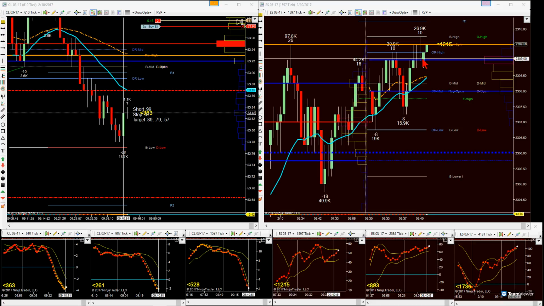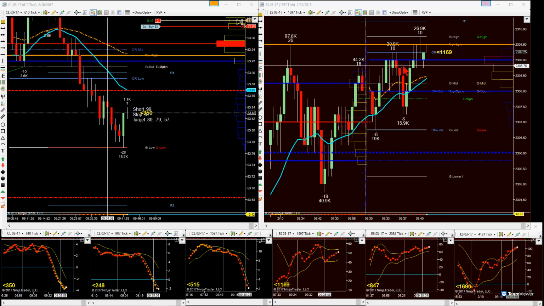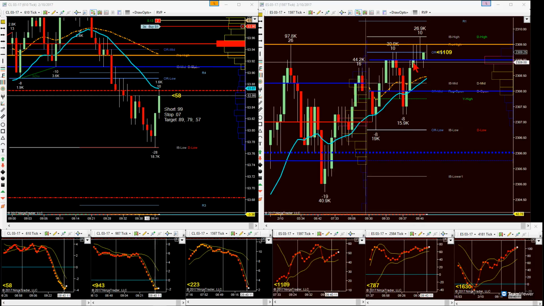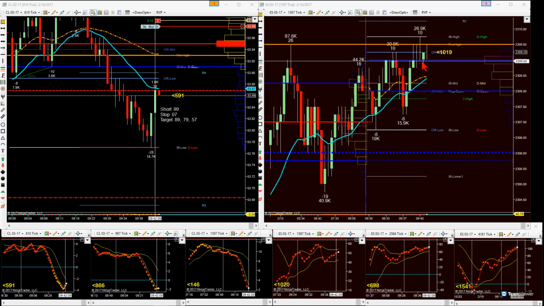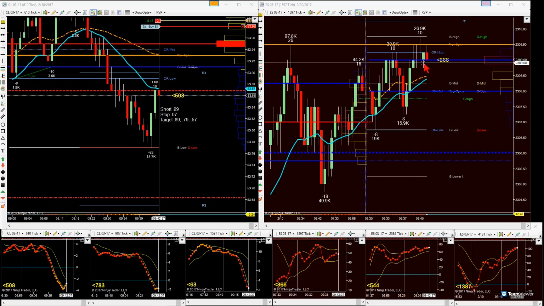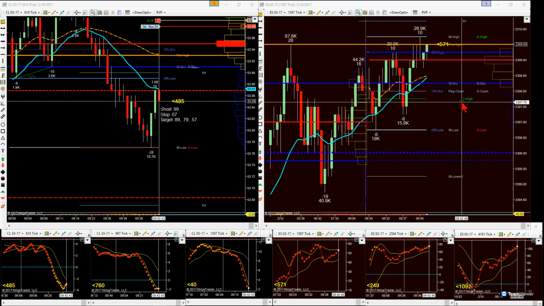ES, let's take a look at it before I bolt. ES making testing high, negative divergence on the 1597, pretty flat on the 2584. I can't really call that negative divergence. And then we have positive 4181. Still no short setup here. Still would be looking for a long.